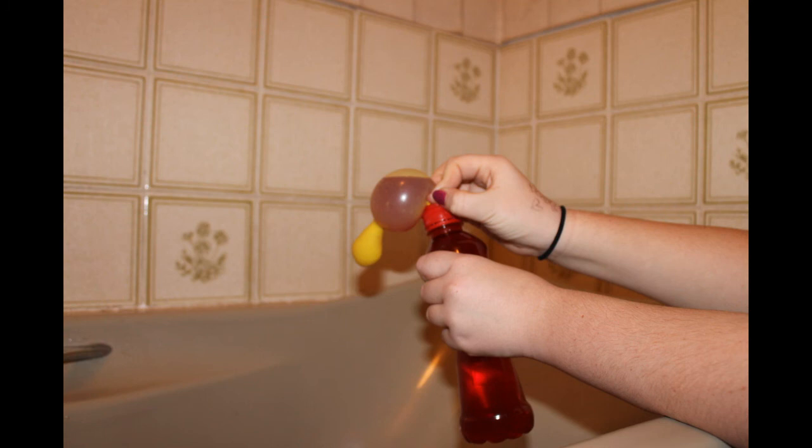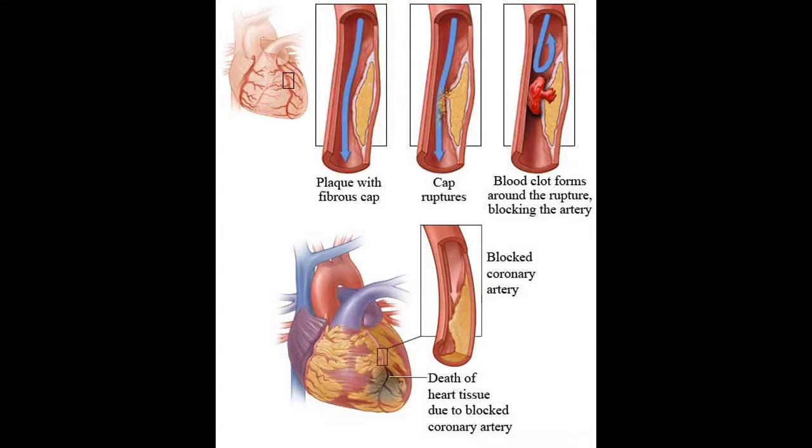Aneurysms are caused by the weakening points of the artery walls swelling to form a balloon-like blood-filled structure. These frequently burst and can cause hemorrhaging.